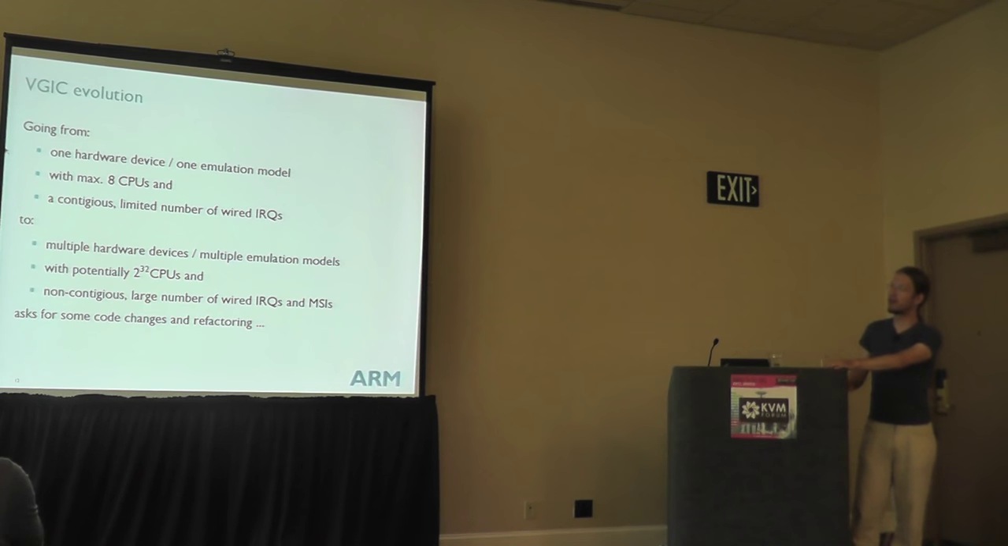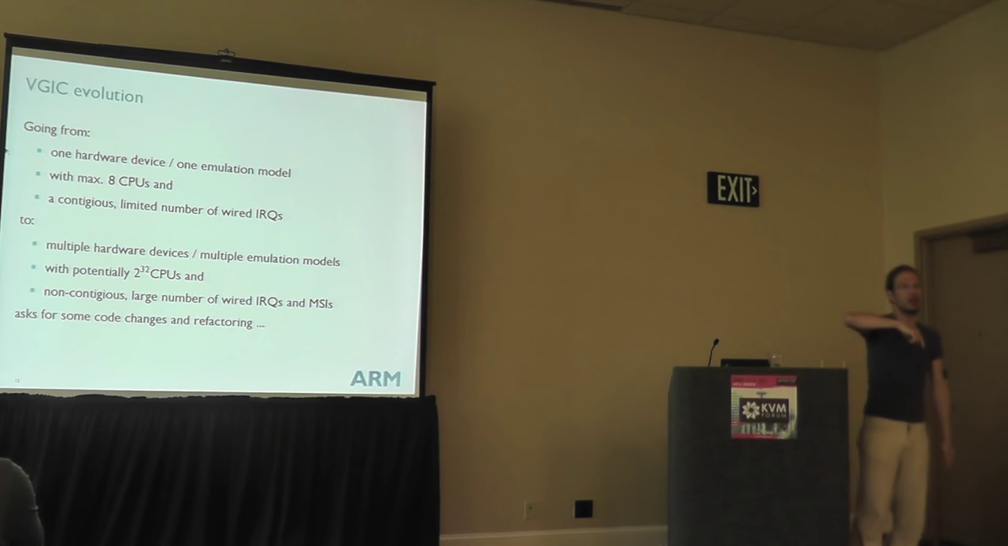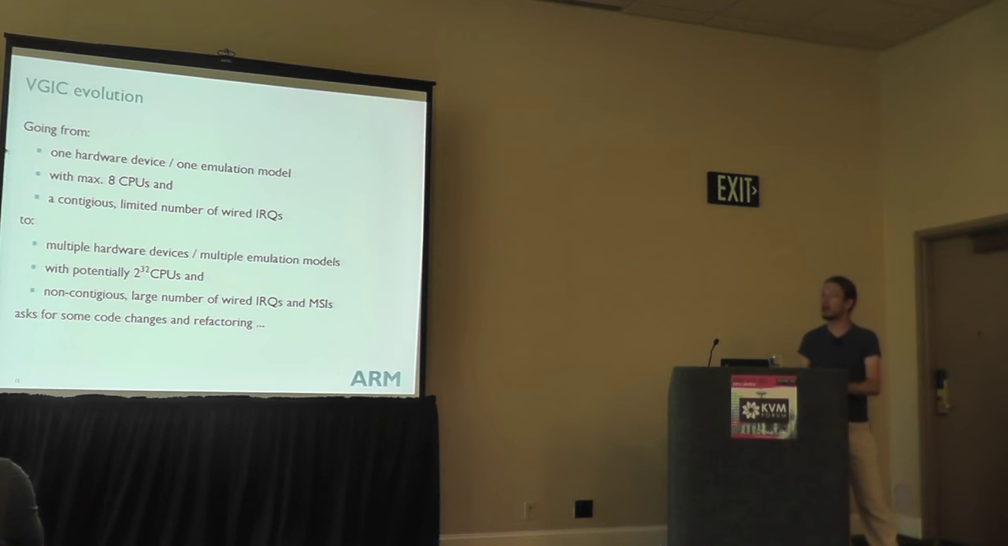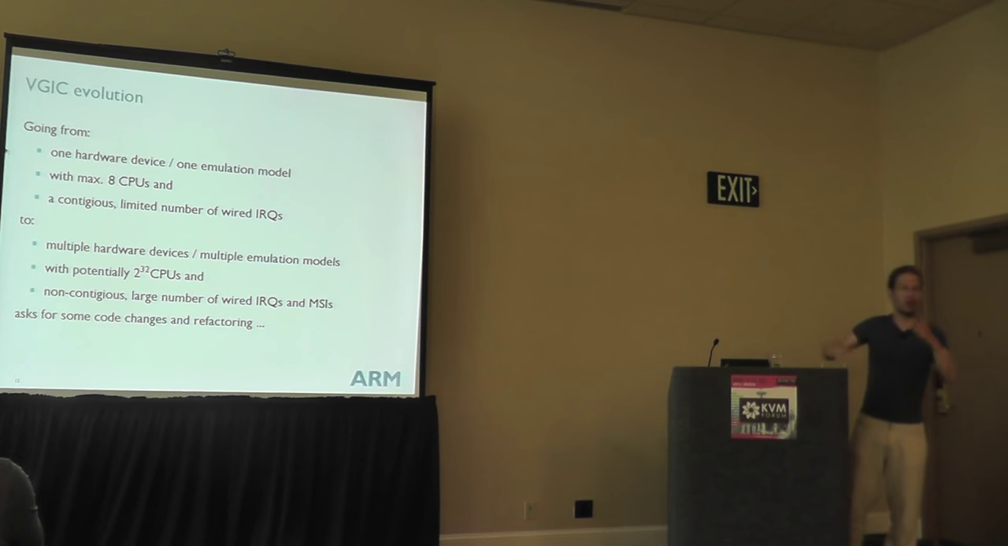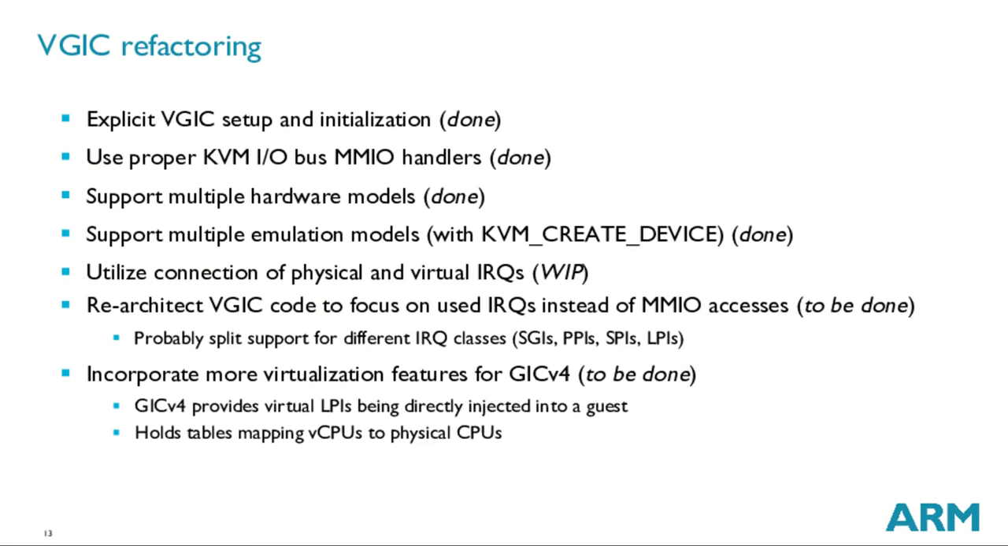Yeah. Also, we have not 8 CPUs, but 2 to the power of 32 CPUs, or I think 28, actually. But anyway, it's still too much for using any kind of bitmaps and stuff. And we have not only wired IRQs, but also MSIs, and they are no longer contiguous, and the number can be very large, so bitmaps are not very good. So it looks like the whole original design does not fit very well.